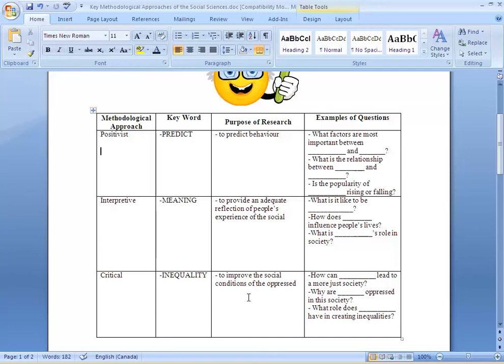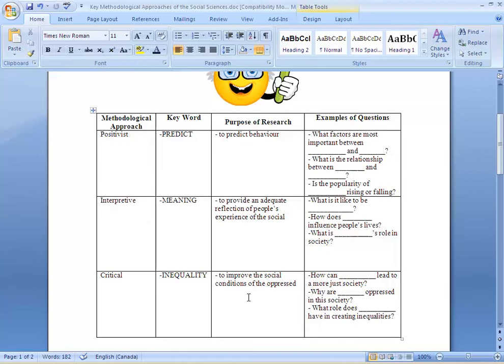So how can the banning of religious symbols lead to a more just society? That's the question they're asking. They're not making a judgment necessarily, because some people think it might go the other way. How are women oppressed in society? How are African Americans? How are First Nations people?